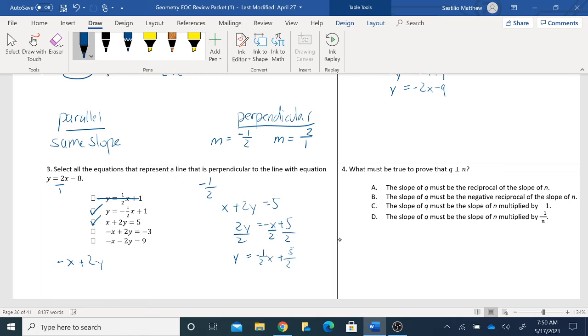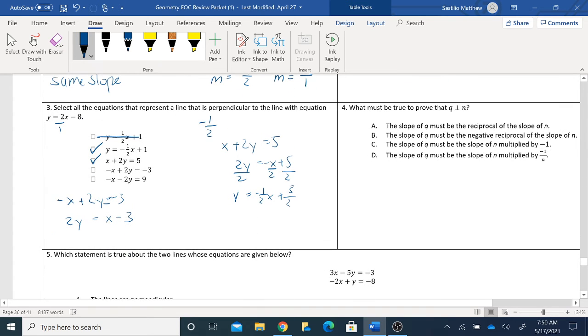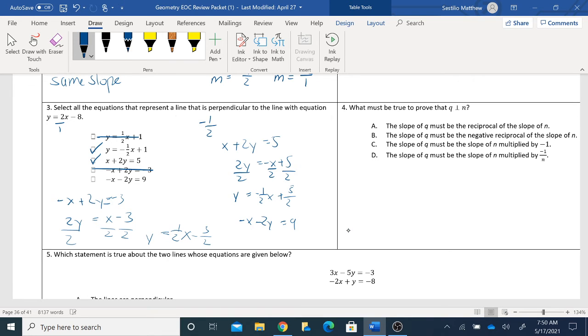What about the fourth one? x plus 2y equals -3. Add x. 2y equals x minus 3. Now divide everything by 2. We get y equals 1/2 x minus 3/2. Not going to be this one. We need -1/2. What about our last one? -x minus 2y equals 9. Add our x. -2y equals x plus 9. Divide everything by a -2. This would be y equals -1/2 x, that's what we need, minus 9/2. So that one works.